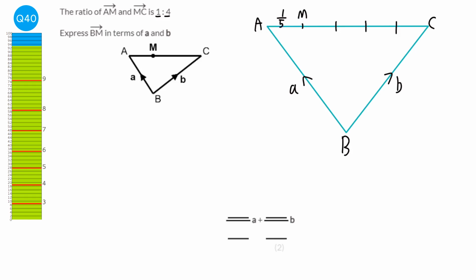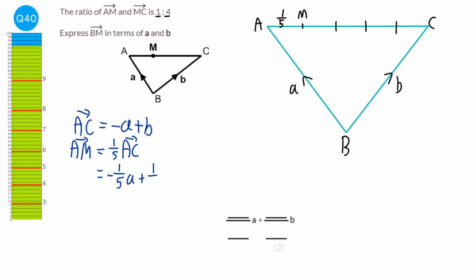In fact, we don't know the name of the road between A and C. We've got to first of all work out what that's called. So what we're going to do is go from A to C by going down here and then up here. So A to C is going to be going backwards down A, then up B. Now A to M is going to be 1/5 of A to C. Now, if A to C is minus A plus B, that means A to M is going to be minus 1/5 A plus 1/5 B.